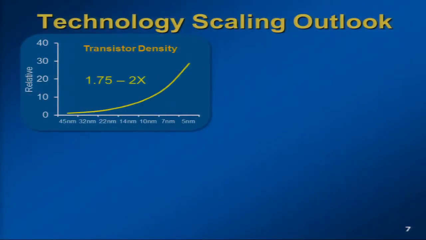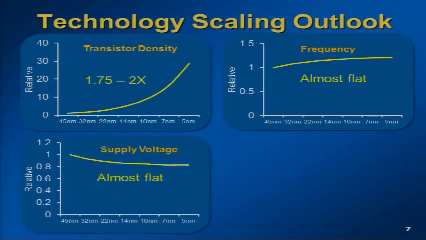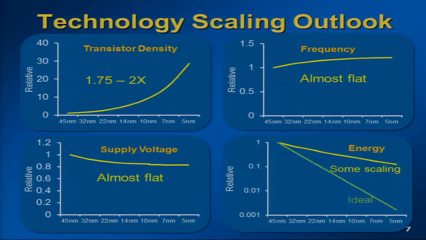So if I look at the process technology, it's going to come to the rescue a little bit. The density, I hope, will continue to increase. This is Moore's law. The frequency has already flattened out. The supply voltage scaling has flattened out. And as a result, if I look at the energy scaling in the process technology compared to ideal, there is some. And I'm going to use some of that.